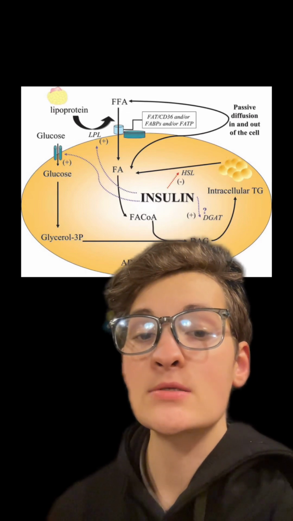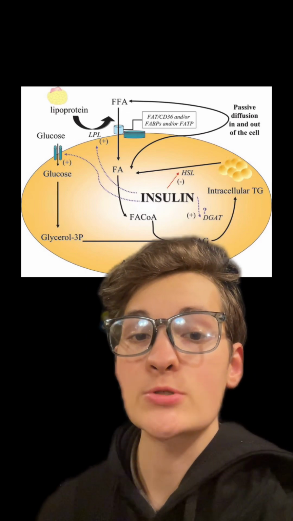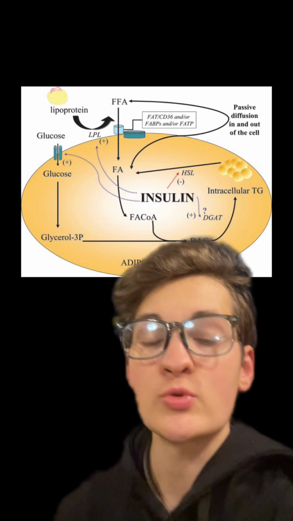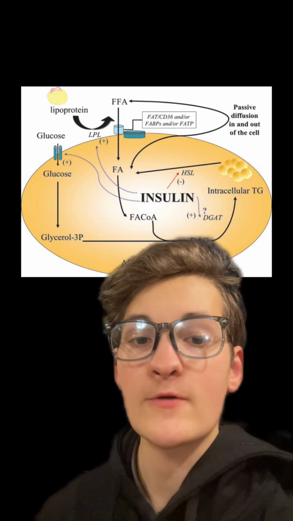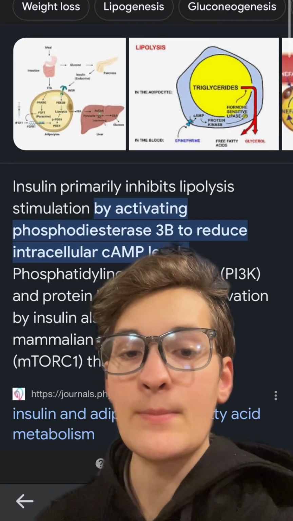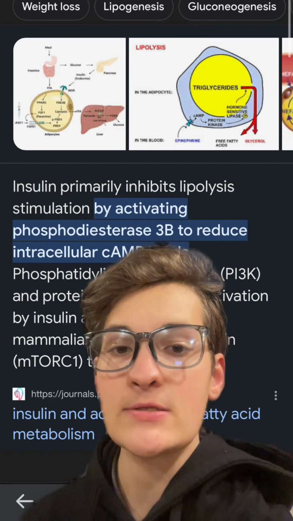On the fat cells, insulin increases the uptake of fatty acids and glucose in order to create triglycerides, which is the way that fat is stored inside of fat cells. It also inhibits lipolysis, which is the release of fatty acids.